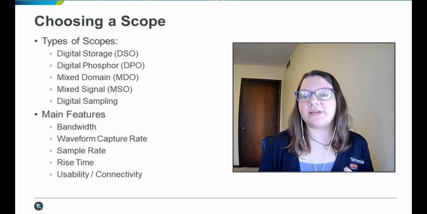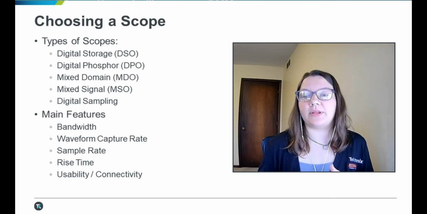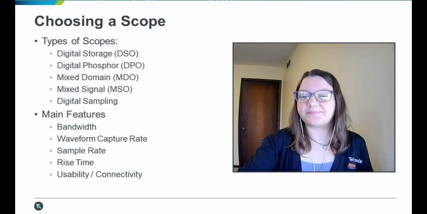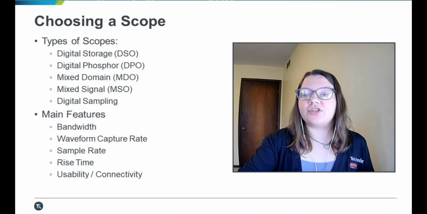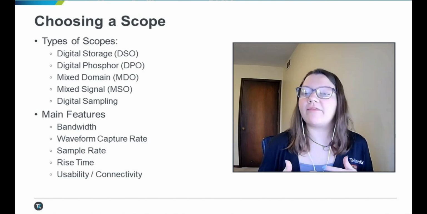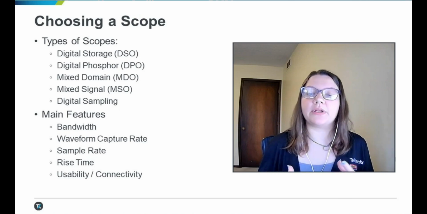And then digital sampling scopes can achieve much higher bandwidths and higher speed and measure higher speed signals than DSOs or DPOs. But the trade-off is that the digital sampling scope has a lower input voltage range. There are lots of features to consider when selecting a scope, but some of the main ones include bandwidth, waveform capture rate, sample rate, and rise time.